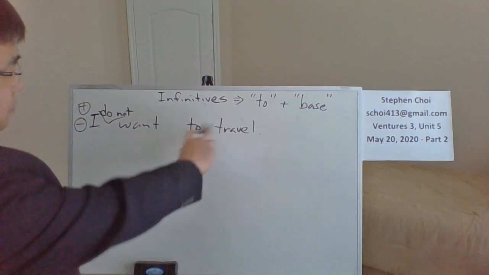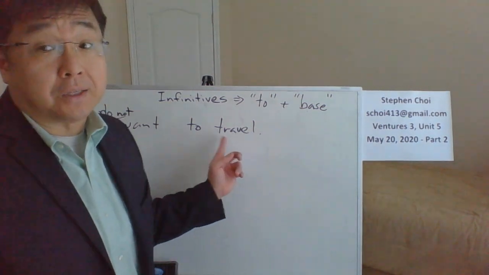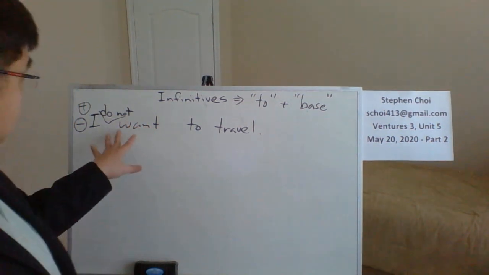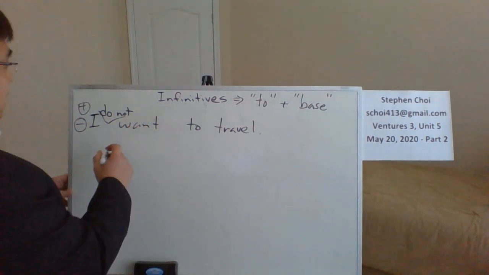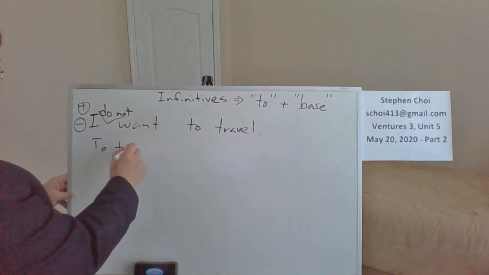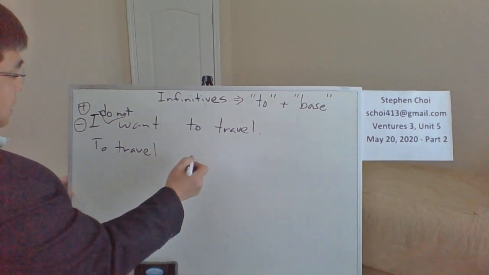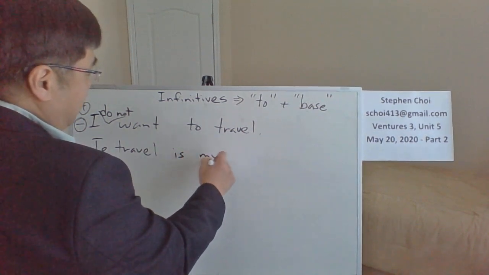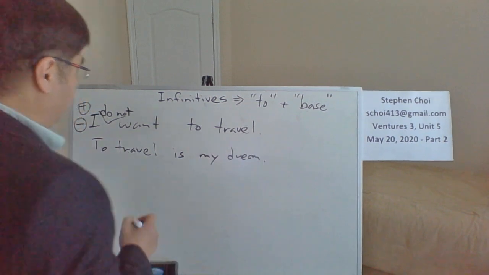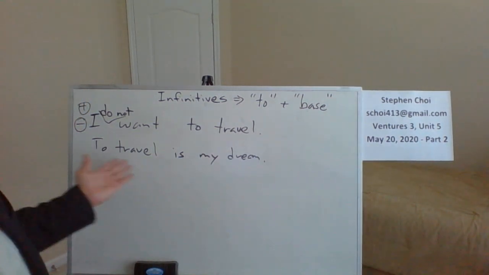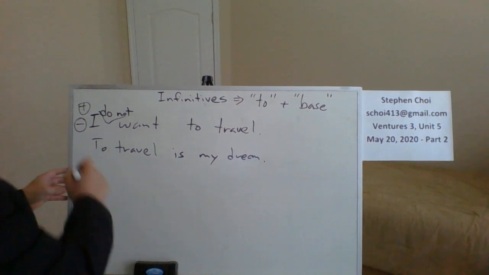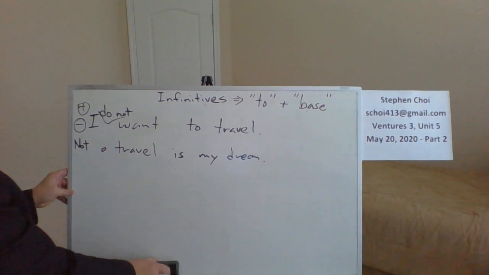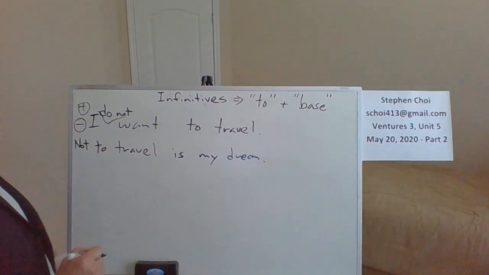So when the infinitive is being used as a direct object, just change the main part of the sentence. Now if it was something like, to travel is my dream, when it's being used as a subject, you want to put a not before the to. So you say, not to travel is my dream.